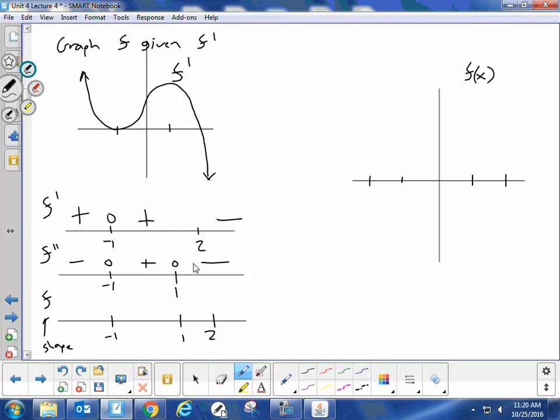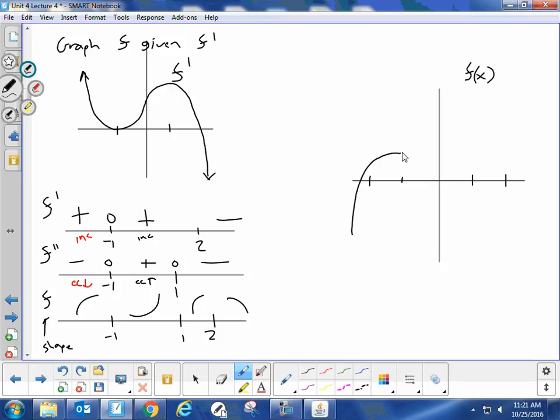Now, I don't have every single number everywhere. I'm really looking at when we have zeros or when we have sign changes for F prime and F double prime. So F prime positive, that means F is increasing. F double prime negative, F is concave down. Increasing, concave down, that. Between -1 and 1, increasing, concave up. Increasing, concave up, that. Between 1 and 2, I will be increasing, concave down. Increasing, concave down again. Then between 2 and infinity, decreasing, concave down. Decreasing, concave down.